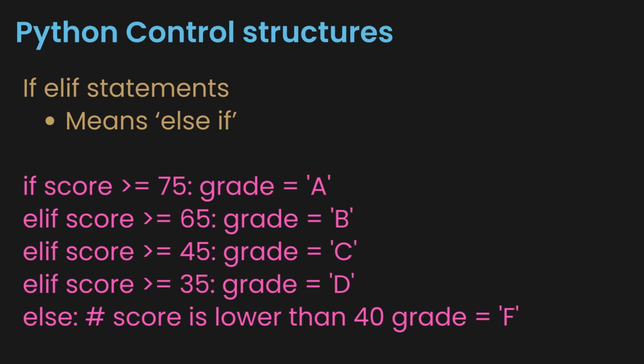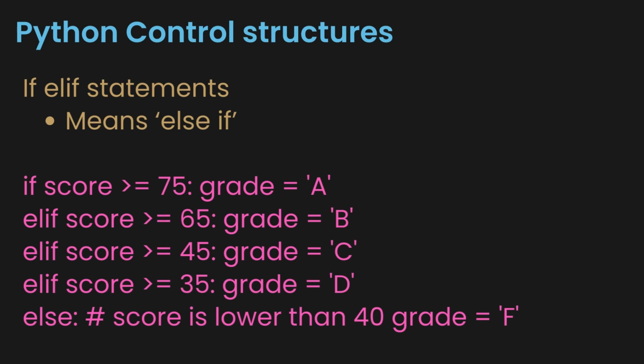If a student's score is 75 or higher, they receive an A. That's your first condition. But if it's not true, you move to the next condition. If the score is 65 or higher, then the grade is a B. If that's not true either, you check if the score is 45 or higher to assign a grade C. You continue this pattern with elif for as many conditions as you have. In this case, if the score is 35 or higher, the grade is D. Finally, if all previous conditions fail, the else statement catches everything else, and you assign a grade F to scores lower than 35.